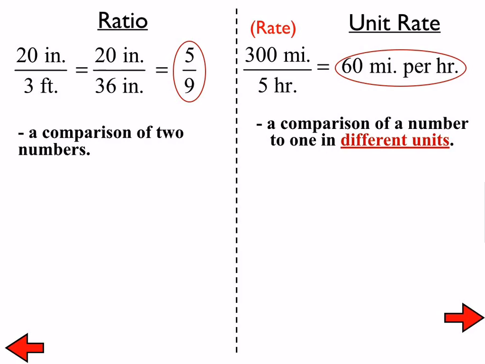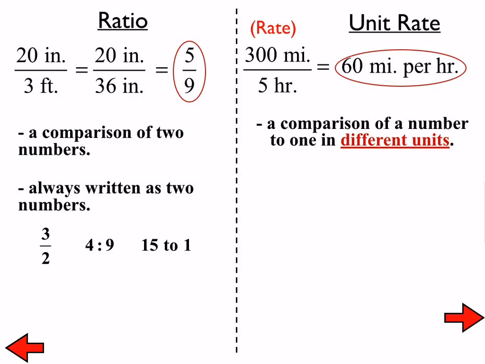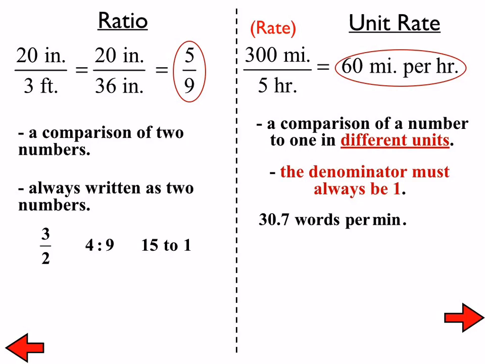Notice in the ratio example, we have similar units there. They're both measuring distance, and then I was able to convert them actually to the same thing. For ratios, it's always written as 2 numbers, most of the time as a fraction, sometimes with a colon, like 3/2, 4:9, 15:1. In a unit rate, the denominator must always be 1, because you're trying to figure out how many per 1, how much per 1, and so on. For example, 30.7 words per minute, or 3.5 children per family.